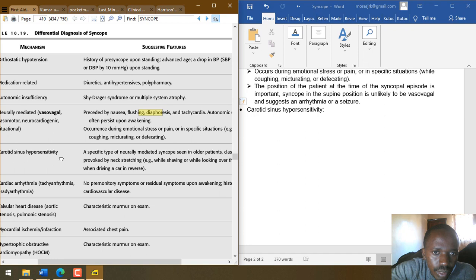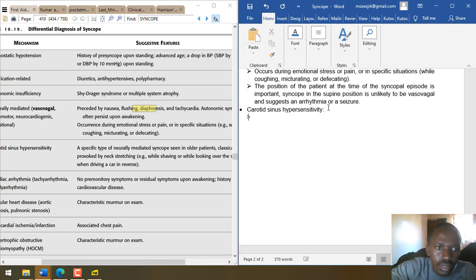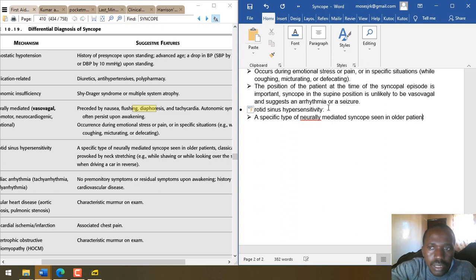Okay, so this is a specific type of neurally mediated syncope seen in older patients, classically provoked by neck stretching. Imagine stretching your neck and then you faint. Provoked by neck stretching, e.g.